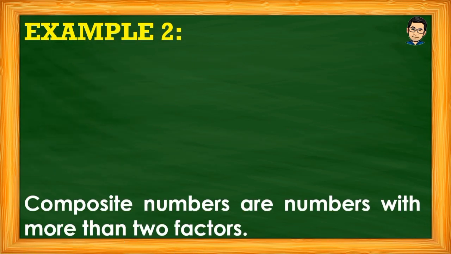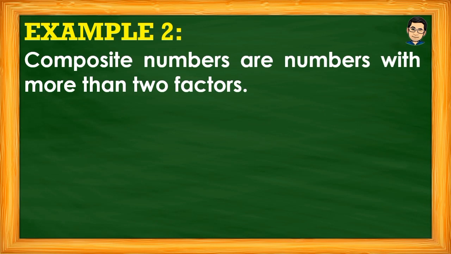Next example, composite numbers are numbers with more than 2 factors. So, meron tayong tinatawag na prime numbers tsaka composite numbers. Prime numbers, ito yung factor lang nila, yung number mismo, tsaka yung 1. Pag composite, more than 2 factors.